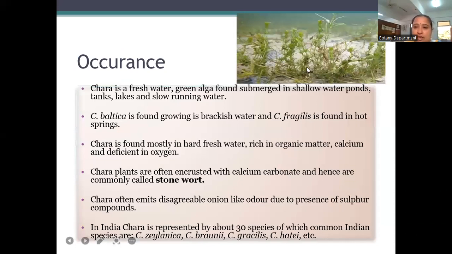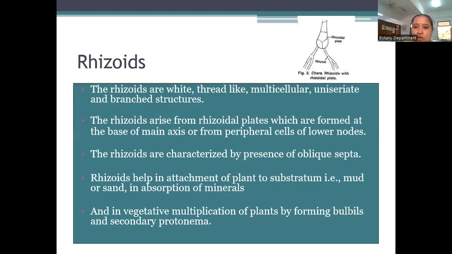See here, this is the Chara. The erect main axis is there, and on each axis, nodes and internodes are present. To attach to the substratum, Chara uses rhizoids. Here, branched rhizoids are present. The rhizoids are multicellular. See, this is a rhizoidal plate and branched rhizoids are there.